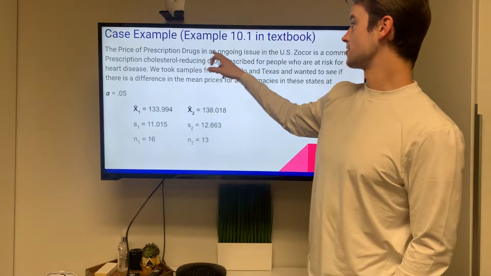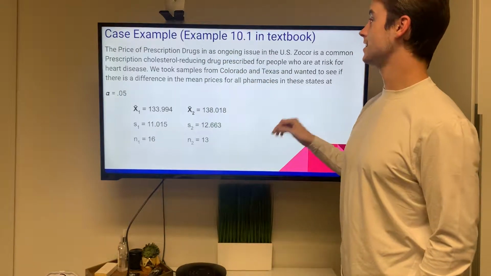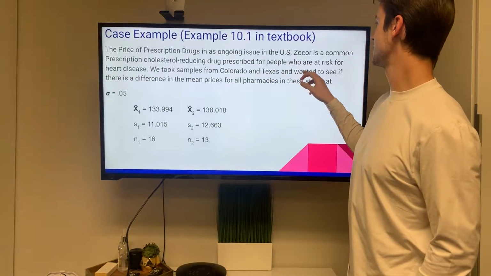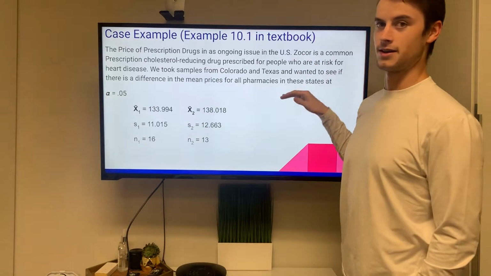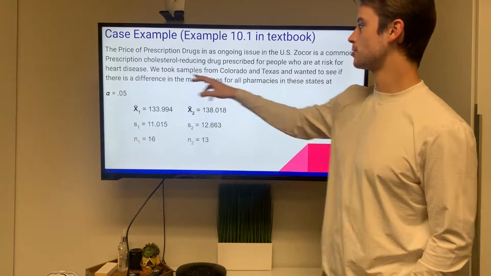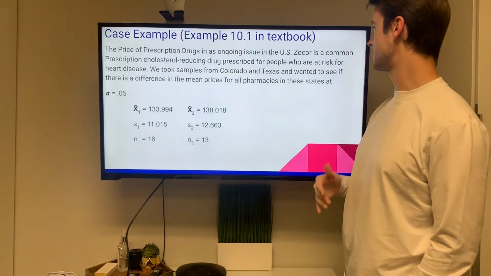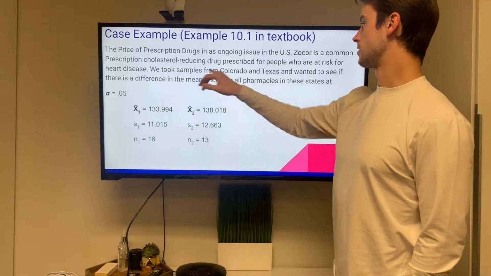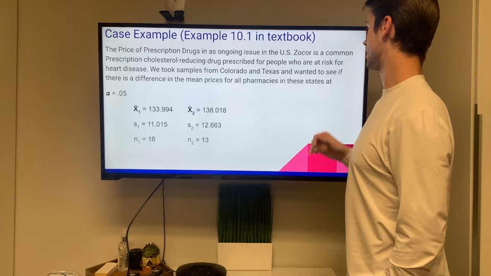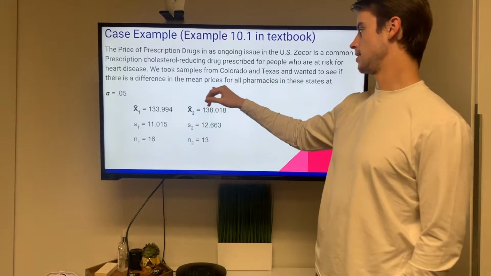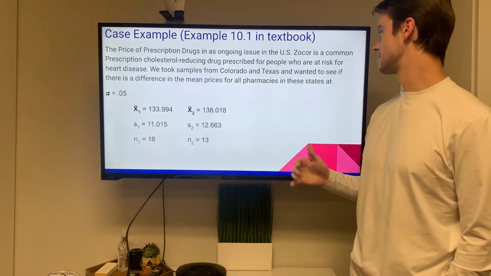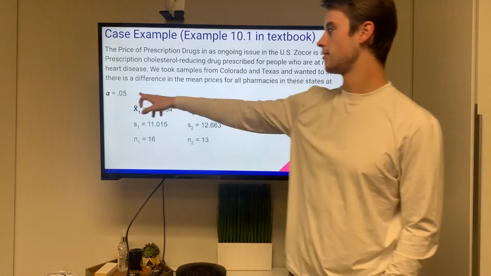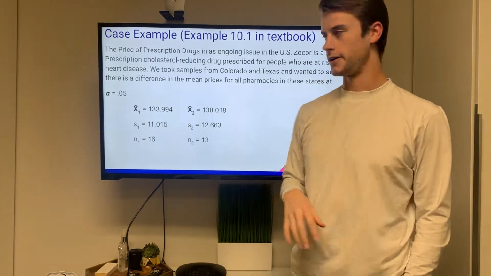The price of prescription drugs is an ongoing issue in the United States. Zocor, which is a drug, is a common prescription cholesterol-reducing drug prescribed for people who are at risk for heart disease. We took samples from Colorado and Texas and wanted to see if there's a difference in the mean prices for all pharmacies in these states. And again, it gives us an alpha of 0.05, okay?